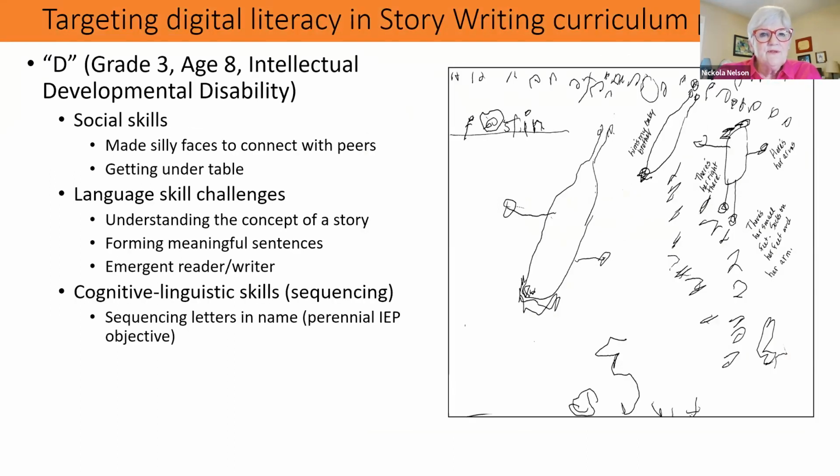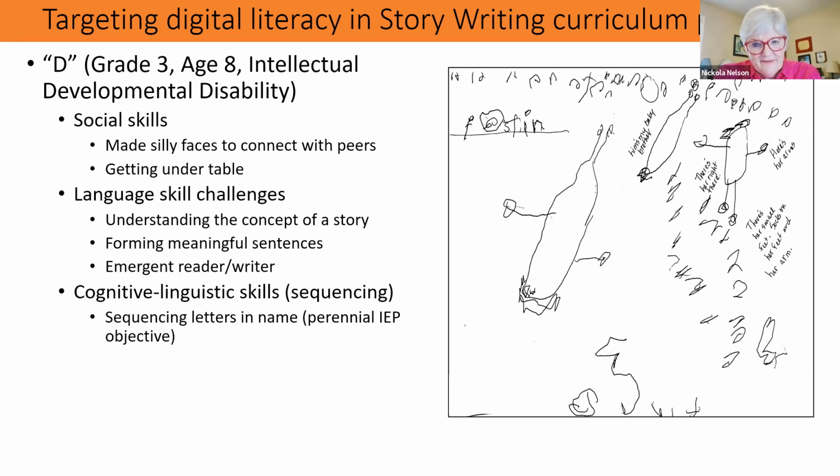Here's another student who had an intellectual developmental disability who was also in a grade 3 classroom, but he was not functioning close to the way his peers in the class were functioning. This was his baseline story, and you can see he has some scribbles and some drawings, but a few letters that are sequenced, an attempt to sequence the letters in his name. He had a lot of difficulty with social skills.